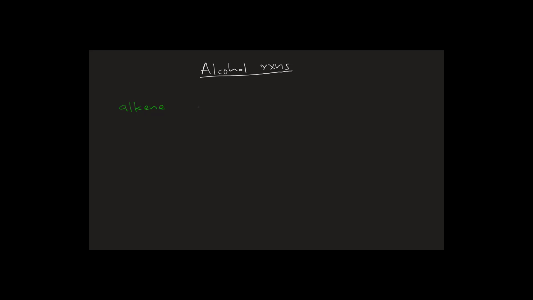Hi there. Let's look at alcohol reactions. First, we're going to look at how to make or synthesize alcohols. One way is alkene reactions with dilute sulfuric acid. A good example is the addition of a water molecule across the double bond. This will give you an alcohol, depending on what alkene you choose.